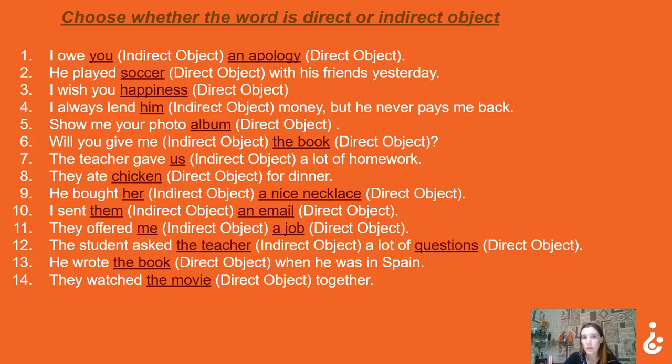Album is direct object. Will you give me, indirect object, and the book, direct object? The teacher gave us. Us, it's indirect object. A lot of homework. They ate chicken. Chicken is direct object, for dinner. He bought her, indirect object. A nice necklace, direct object.